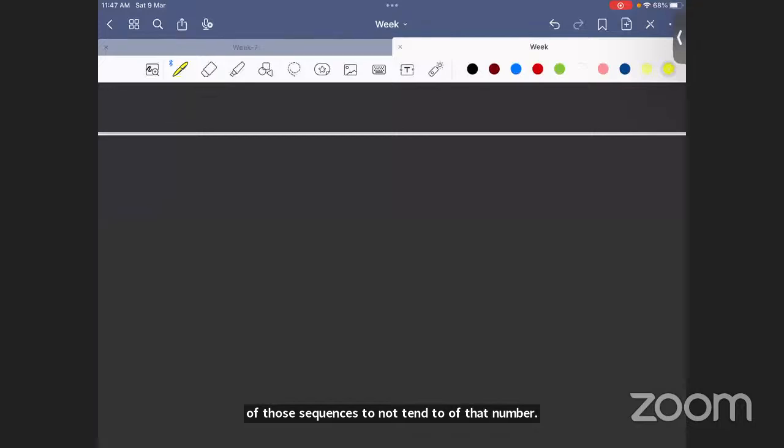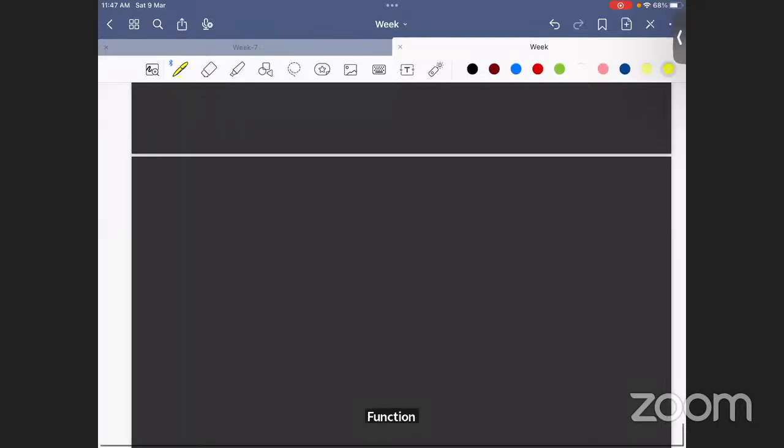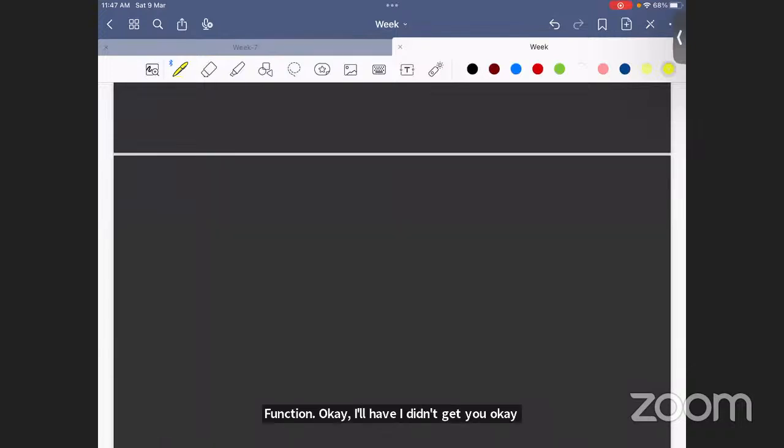Function. Okay, I'll have to... I didn't get you. Okay, so sir, please share the whole chat statement. If I see the whole statement, then I'll be able to comment on that. Sir, I've shared in the chat the screenshot of the same.